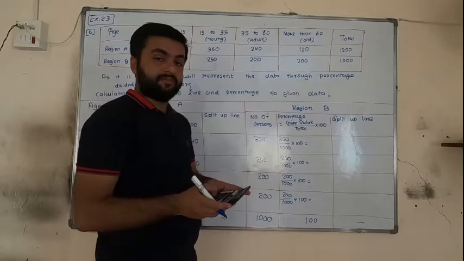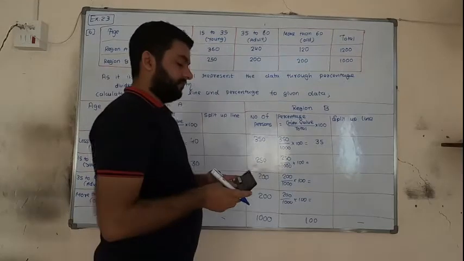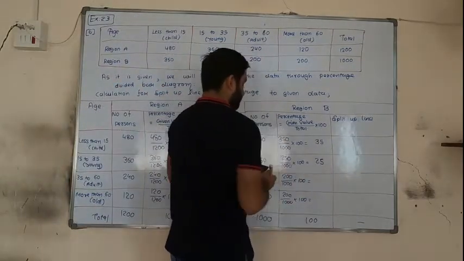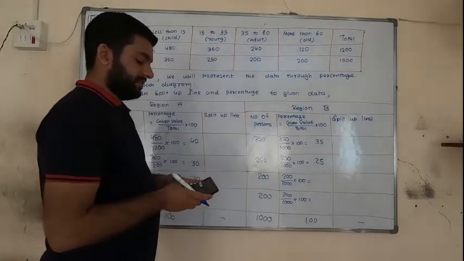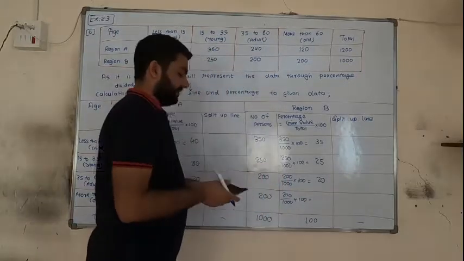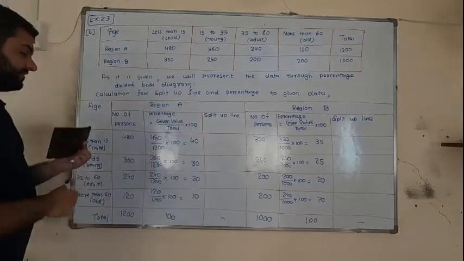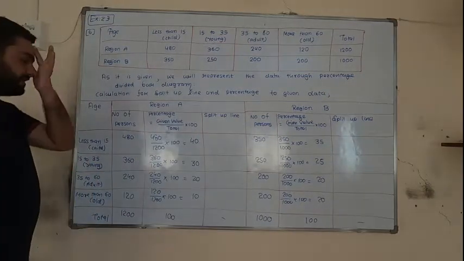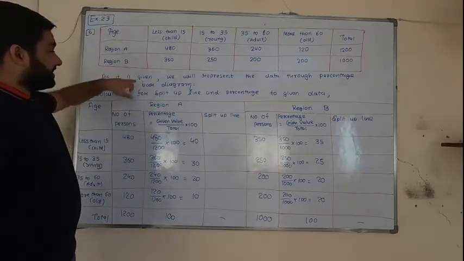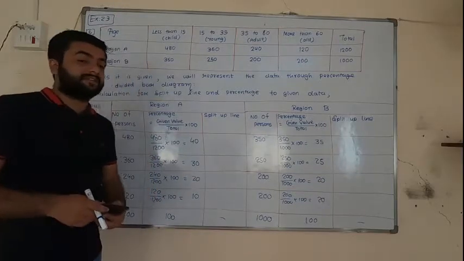Here 350 divided by 1000 multiply 100 is 35. 250 divided by 1000 multiply 100 is 25. 200 divided by 1000 multiply 100 is 20. And again the same value is 20. Now friends, what is the difference between this and that? In simple divided bar diagram we were calculating split up line using the given values, but in percentage divided diagram we are having percentage, so do the split up line with percentage itself.